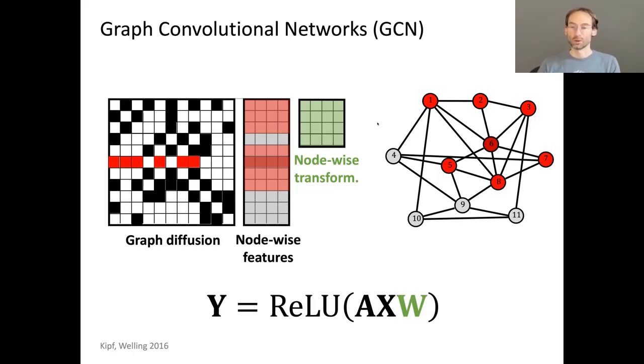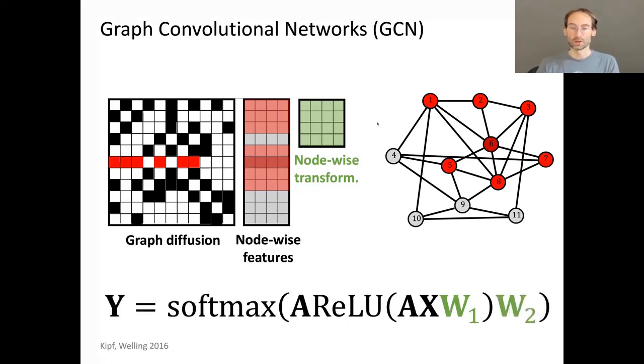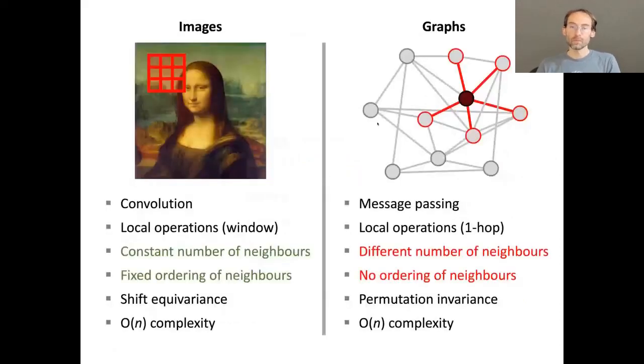So you do, for example, this node-wise transformation, diffusion, and then you apply some nonlinearity. And if you want, for example, to do node-wise classification on a graph, you can do, let's say, two layers of such convolution, and then a softmax that will produce the binary output.